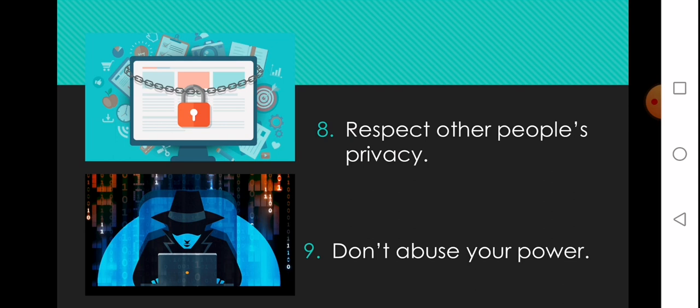Embarrassment, hurt feelings, loss of a job. Just as you expect others to respect your privacy, so should you respect the privacy of others. Be sure to err on the side of caution when deciding to discuss or not to discuss virtual communication. 9. Don't abuse your power.